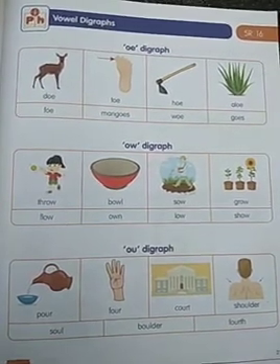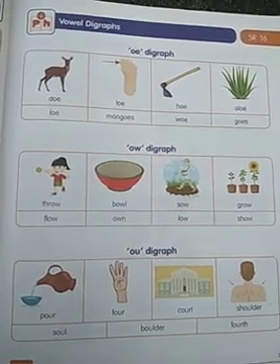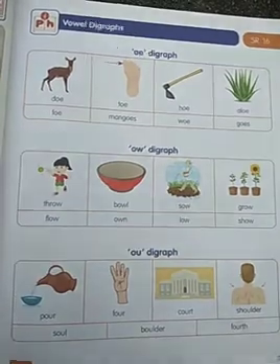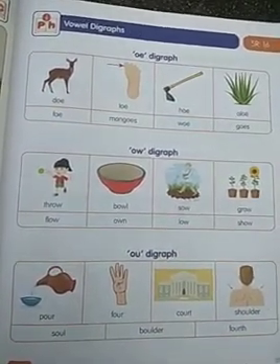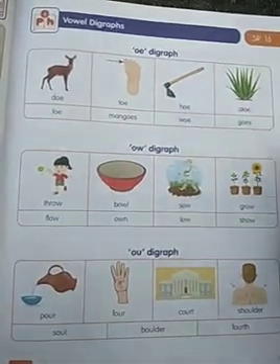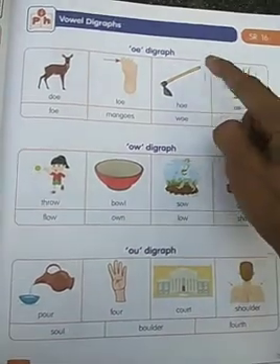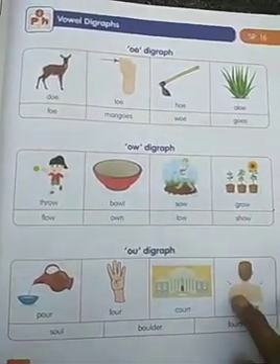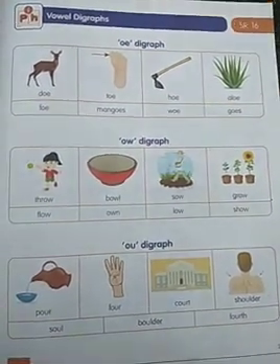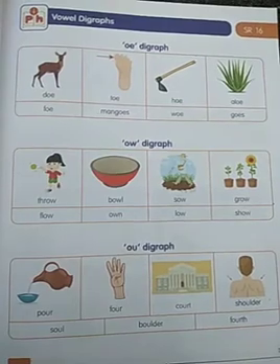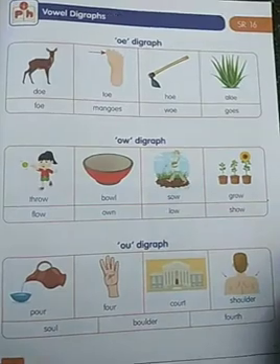So today we are going to learn vowel digraph 3. These three we are going to learn today. First one is OE, then OW, then OU. Okay, children? So shall we start? First is the OE digraph.